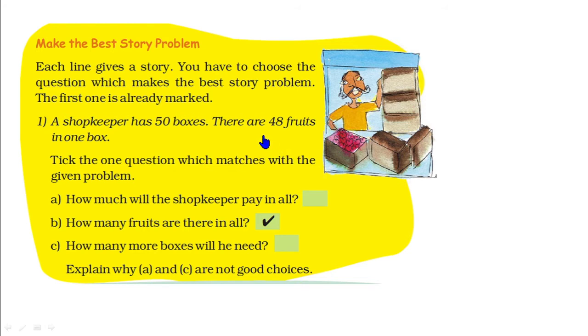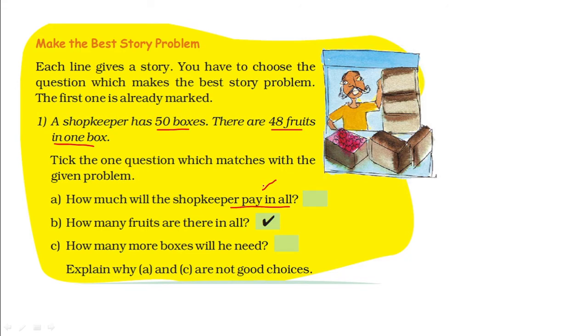Make the best story problem. Some story is given and we have to select the one question which is correct out of these 3. Okay. A shopkeeper has 50 boxes and there are 48 fruits in one box. Total is 50 boxes and 48 fruits in one box. So what can be the question? How much will the shopkeeper pay in all?